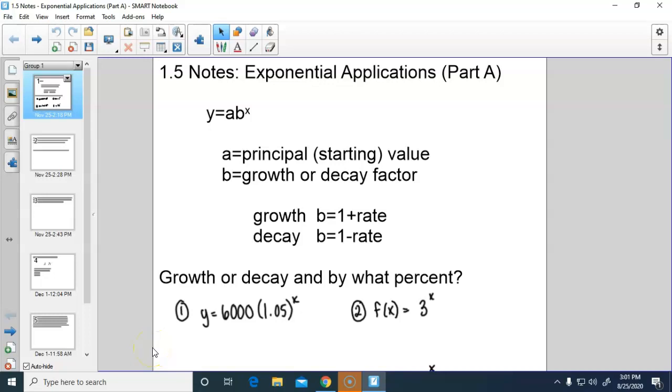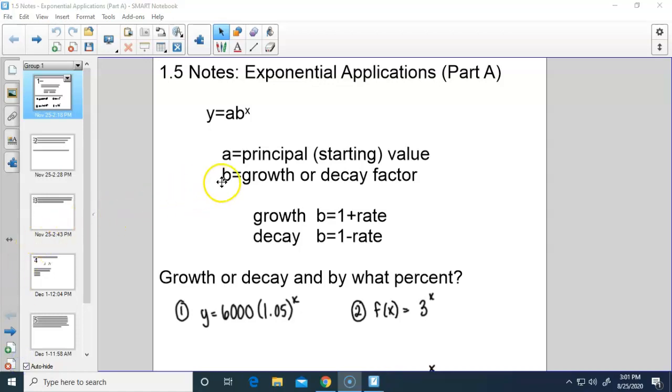Okay, in this section, we are going to go over exponential applications. And exponentials are something that we start as early as Math 1. So some of this is stuff that you have probably seen before, but we probably could use a refresher on it as well.